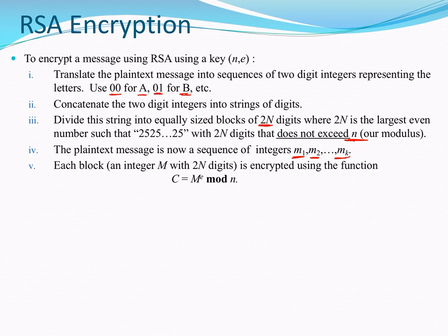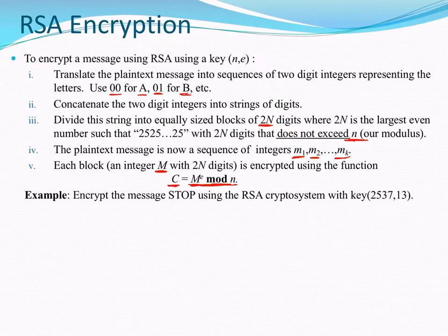And the way we encrypt it is we take each of those blocks, and RSA is a block encryption, each of those blocks, and we raise that integer message to the exponent e under the modulus n to get our encrypted message. So the encryption is m to the e mod n.